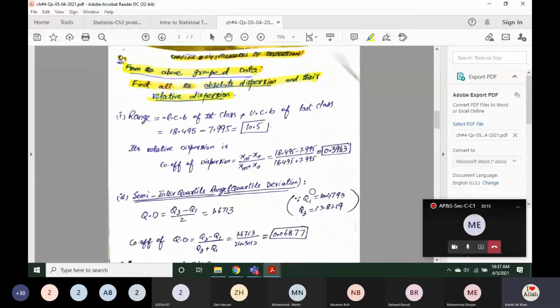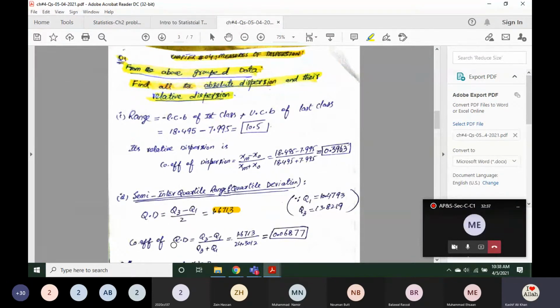I have mentioned Q1, which is basically called the lower quartile. Q3 is the upper quartile. These values are here. You can match them with my previous lecture slides. So quartile deviation is 1.6713. Quartile deviation is basically an absolute measure of dispersion.